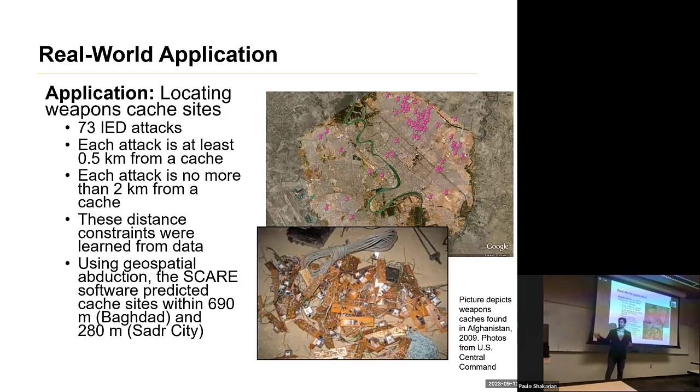But if it's too far, then they're going to risk getting caught in transit. And so we just use some hard constraints in this problem. Later we soften it to PDFs over the distance, but let's just stick with the hard constraints for now. We created this software called SCARE based on this research, and we were able to find cache locations that were within about half a kilometer of the ground truth.